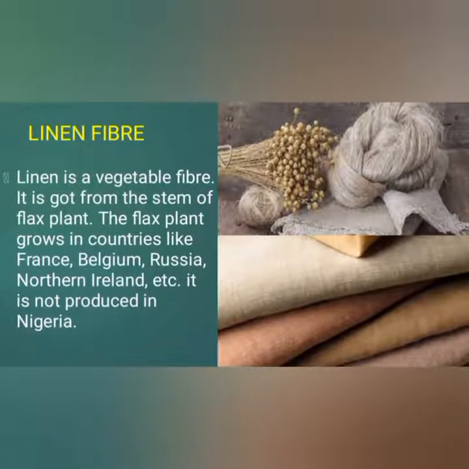Linen is a vegetable fiber. I gave two examples, cotton and linen. It is gotten from the stem of the flax plant, as you can see in the image. Look at the plant there. The flax plant grows in countries like France, Belgium, Russia, Northern Ireland. It is not produced in Nigeria.